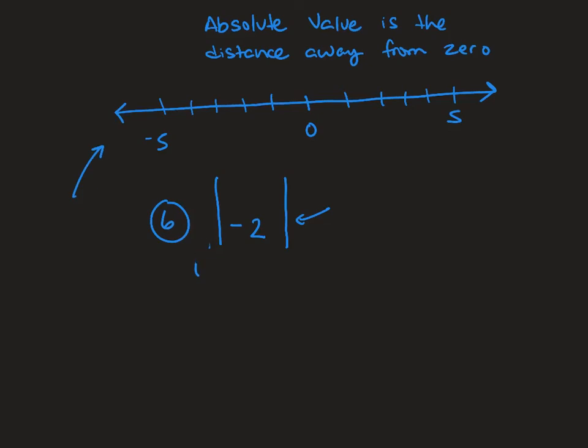So tell me what you think it is by saying how far negative 2 is from 0. And its absolute value is always positive. It's always positive. Okay, so what is it? Go ahead and let me know in the comments.